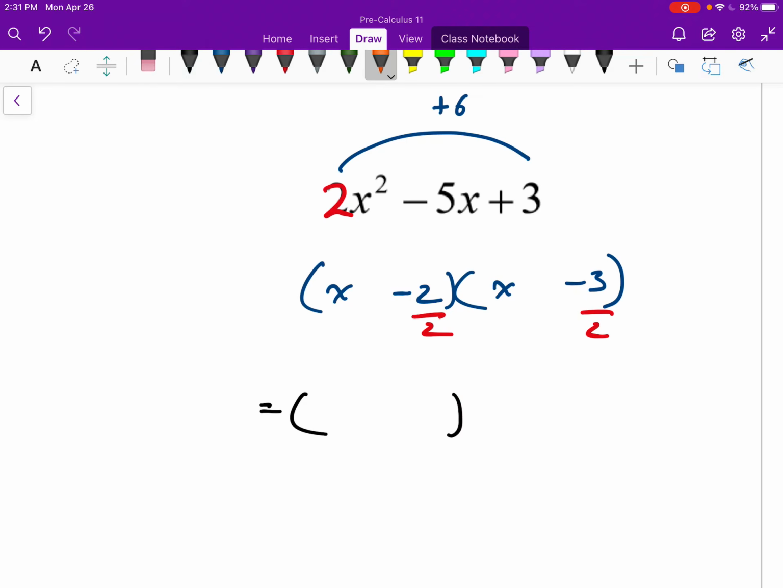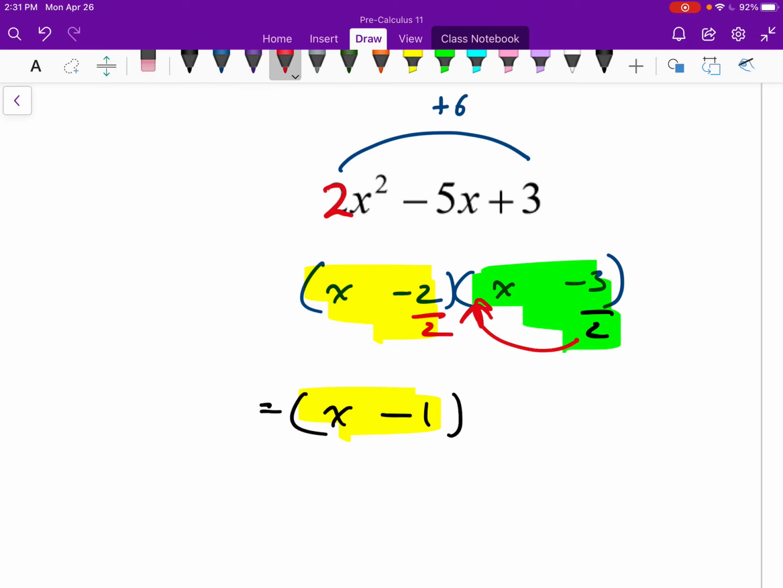One of my factors, from right here, I can see is going to be x minus 1, because 2 divided by 2 is 1 exactly. Done. My other factor is going to be from right here. 3 over 2 doesn't reduce, so I just swing the 2 up there, and I get 2x minus 3.